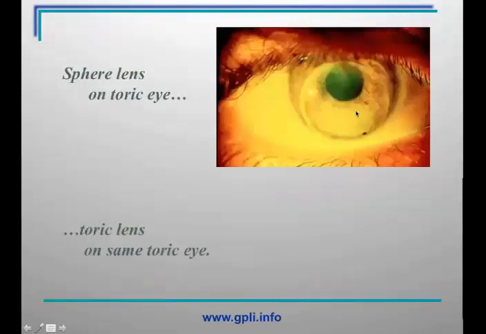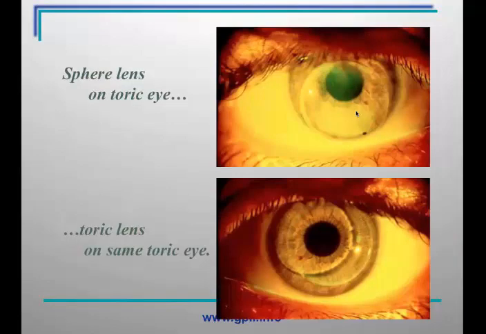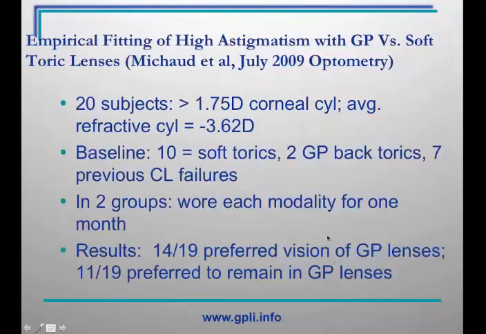This is a slide from Tom Quinn that shows a spherical lens on a highly astigmatic cornea and how it decenters, how the lid interacts with the lens edge. If you put a toric lens on that same eye, you achieve much better centration. The ability of a bitoric lens to be successful is only as good as the willingness of the practitioner to fit them.